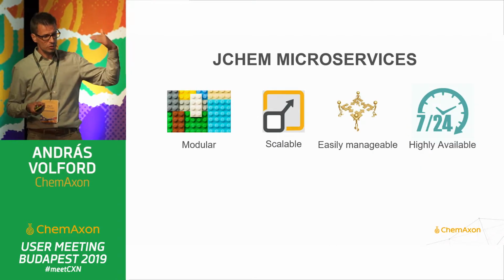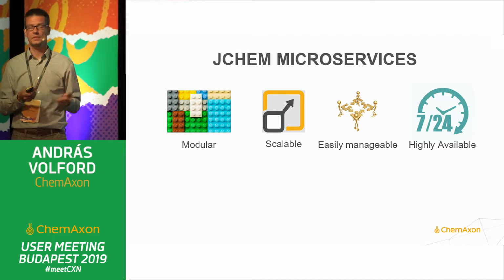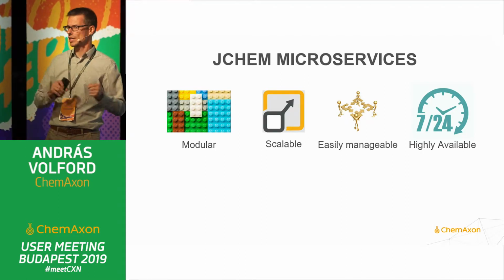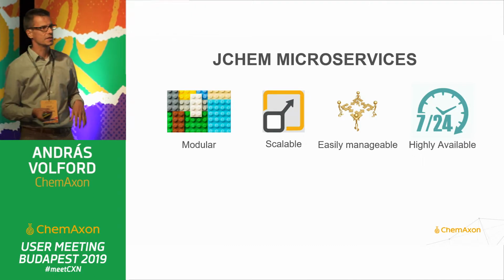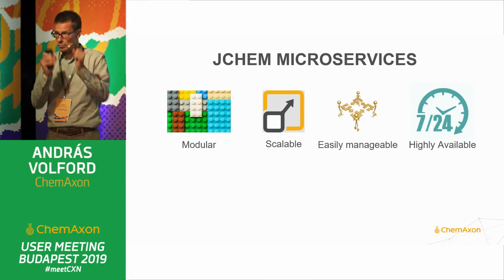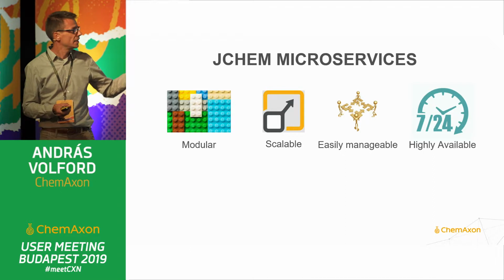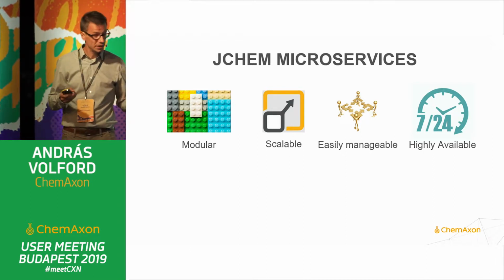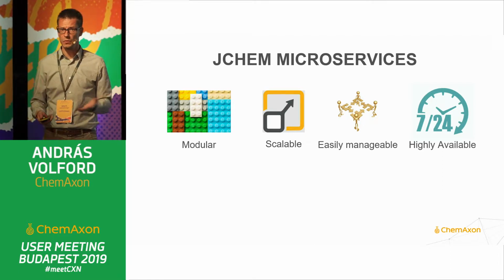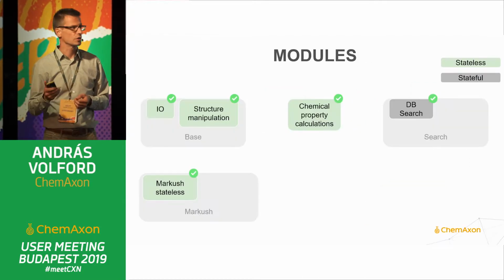Okay, let's go to JChem Microservices. JChem Microservices have all these nice features, but when we moved from the monolithic JChem web service to the JChem microservice architecture, we focused on modularity, so you don't have a monolithic version but small modules, which I will show you later; scalability; easy manageability, like an orchestration service; and high availability. If we have all these 4 features, I would say that this microservice is a cloud-ready solution.